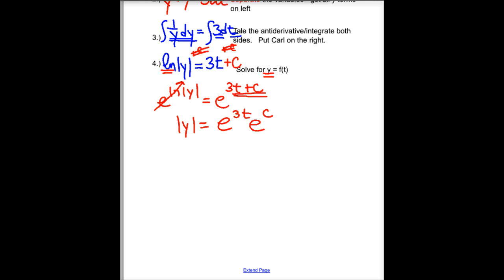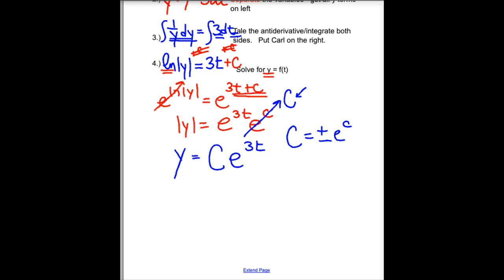The reason is I'm trying to suck all my constants out into one big constant. And e to the c is a constant. Some books will call it k. Some just call it c still, and that's what I'm going to do. But in order to legally drop the absolute values, a lot of people aren't picky, and I know College Board isn't very picky about when and how you drop the absolute value, but technically I should define that constant as plus or minus e to the c, because then I can absorb the absolute value into it as well. So I've got c e to the 3t.